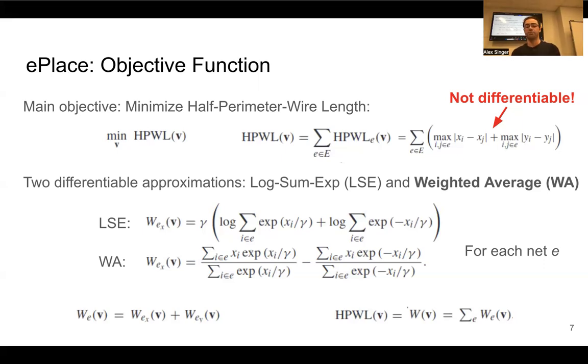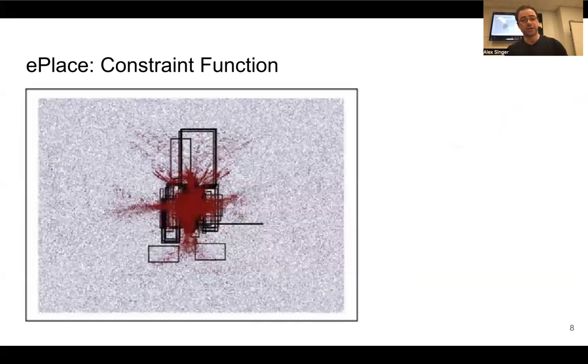And I bolded weighted average because future papers focus on the weighted average model, and they almost all use it. Not many people are using the log sum exponent. It's not that it doesn't exist. It's just I see most papers are using the weighted average model. So that's our objective function.